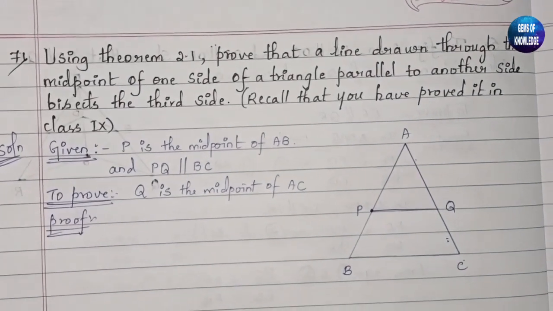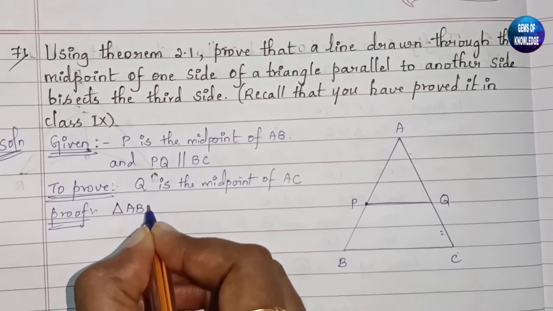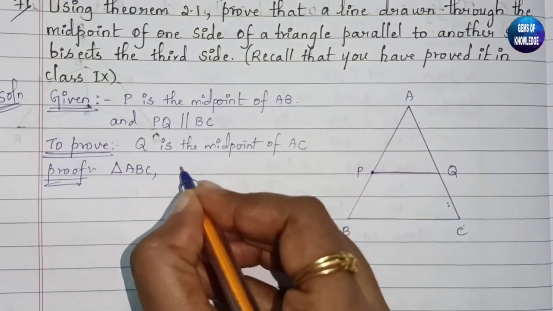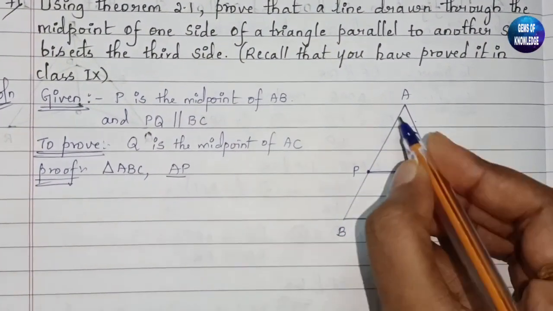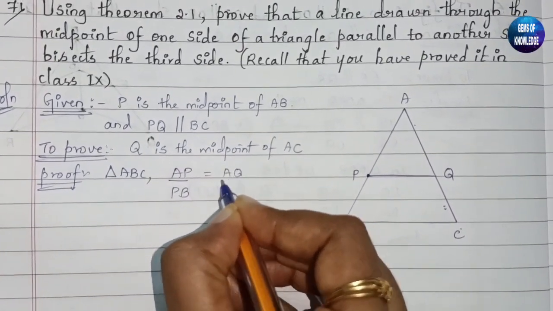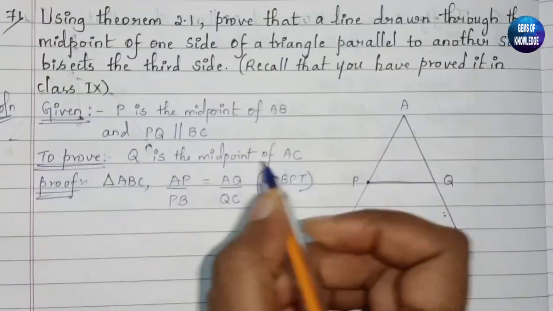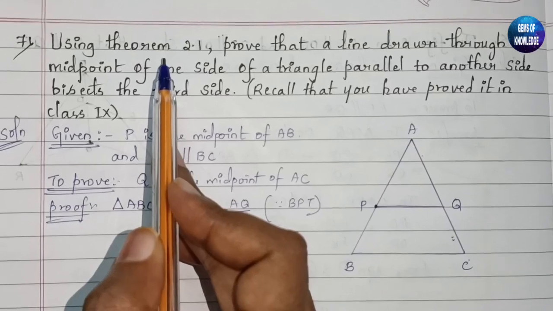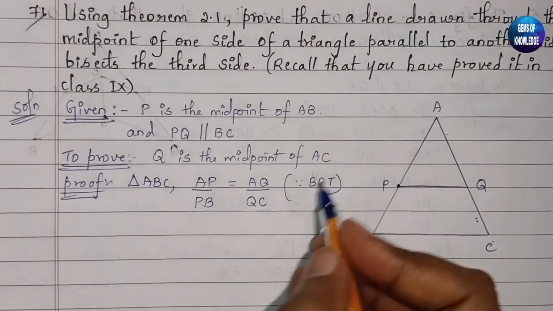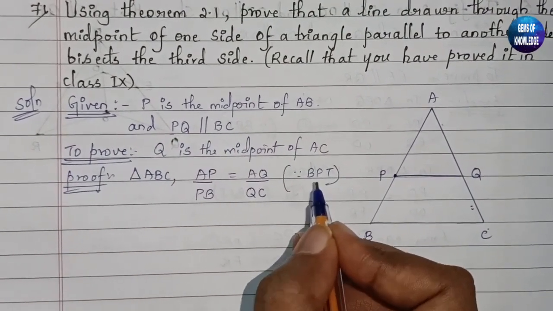As you can see, we need to consider the triangle here, that is ABC. Consider the triangle ABC, wherein we know that AP divided by PB is equal to AQ divided by QC. Why? Since BPT. They have already told us to use Theorem 2.1, which is BPT. So according to BPT, we have AP by PB equals AQ by QC.